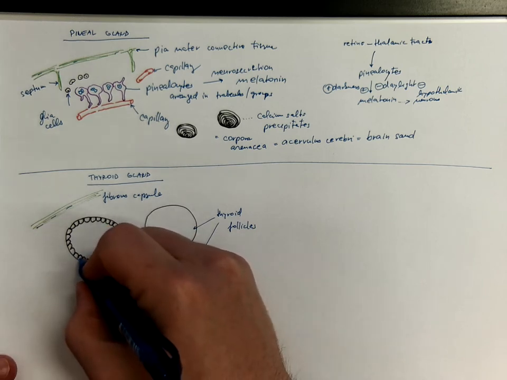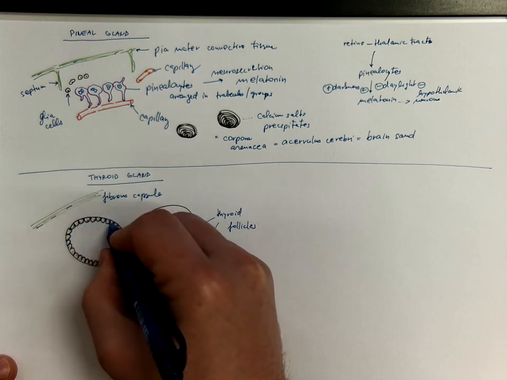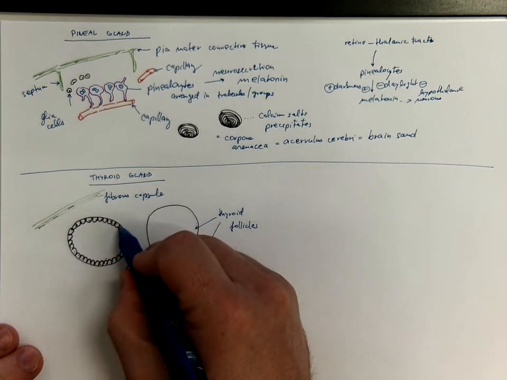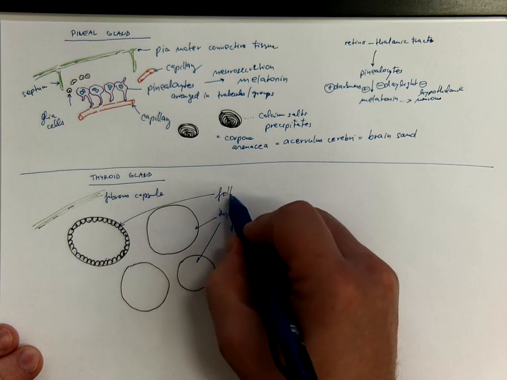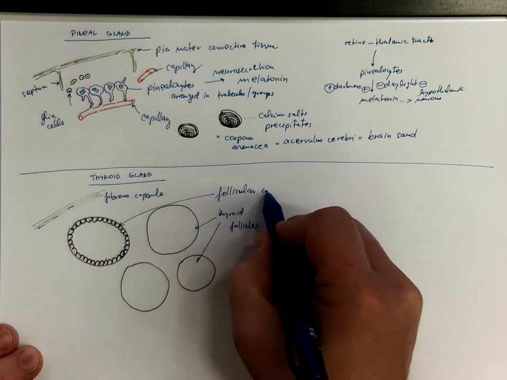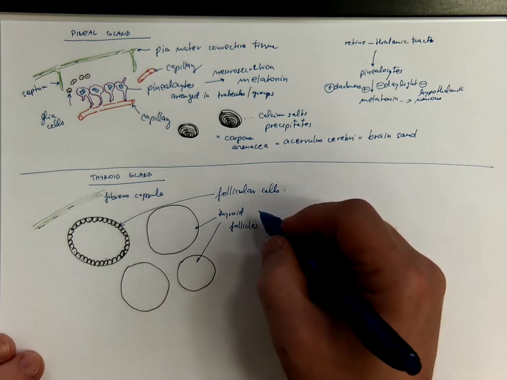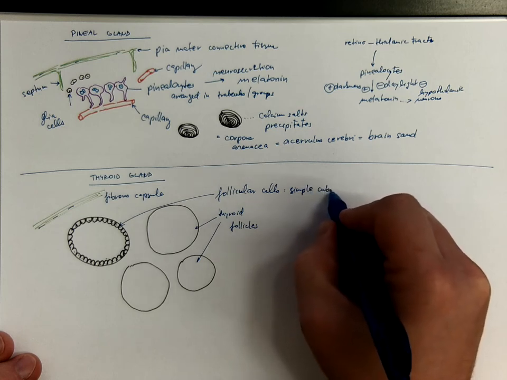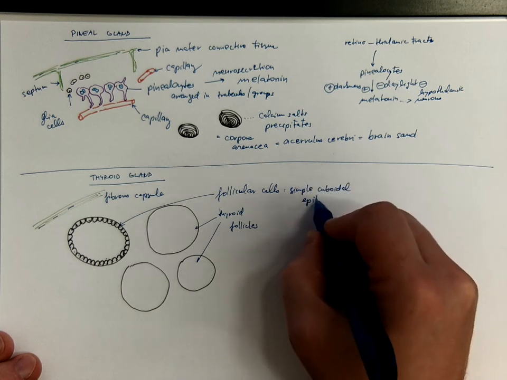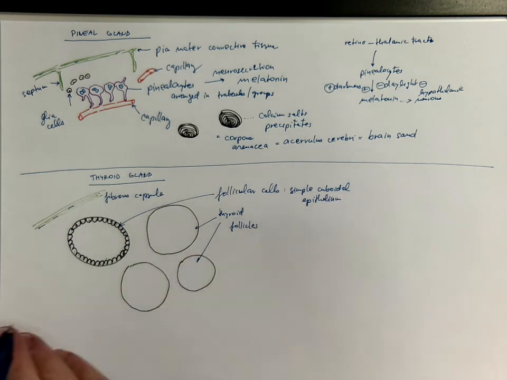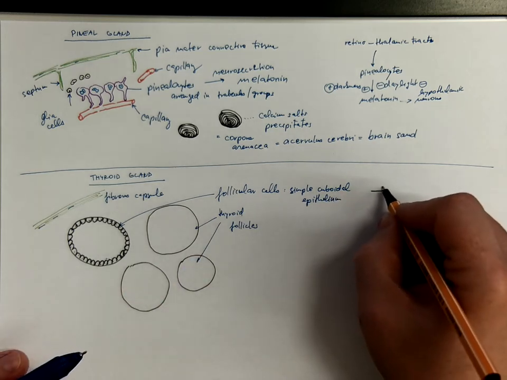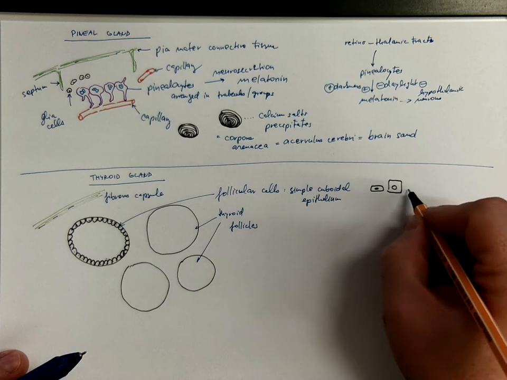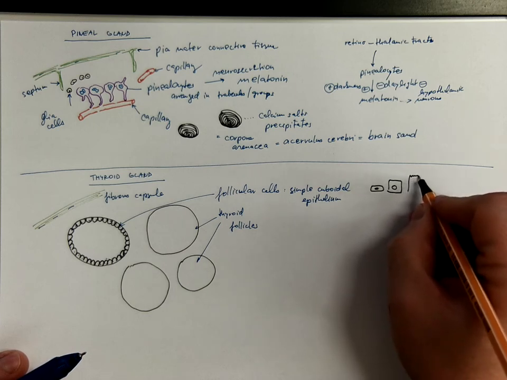So first, these are follicular cells. They have a shape of a simple cuboidal epithelium. However, they might also occur as nearly flat cells. This is the normal appearance, cuboidal cells, and sometimes they might be even low columnar with microvilli.